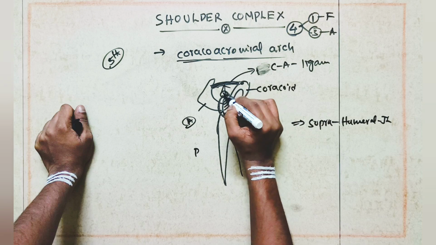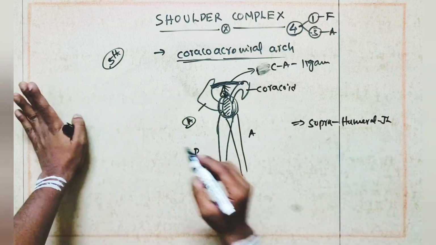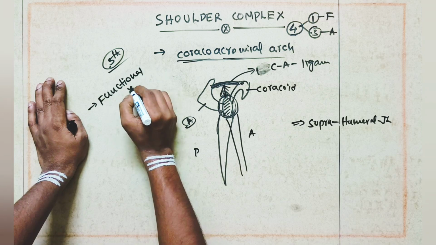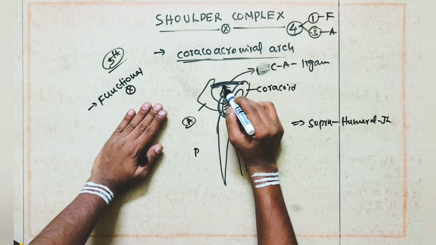So the joint which is superior to the humerus, that's why it is called the suprahumeral joint. This is the fifth joint. It is also a functional joint. What does that mean? Functional means the head of the humerus will be placed here.